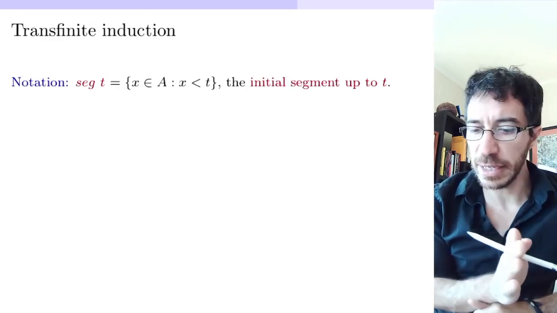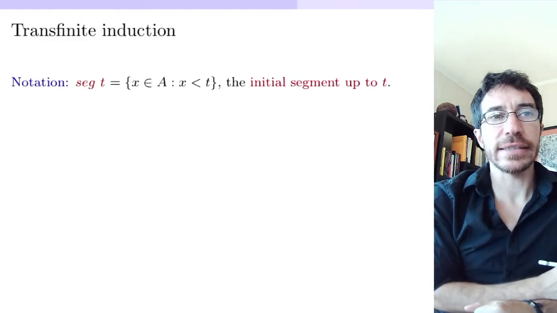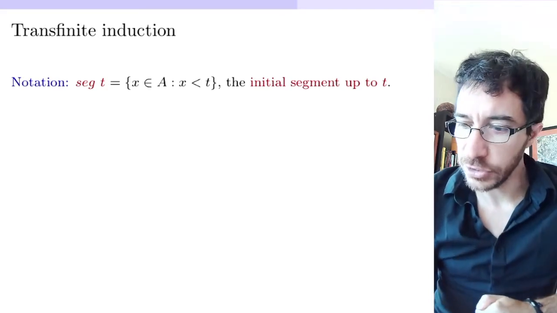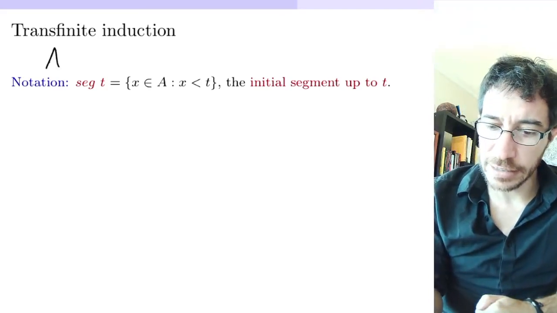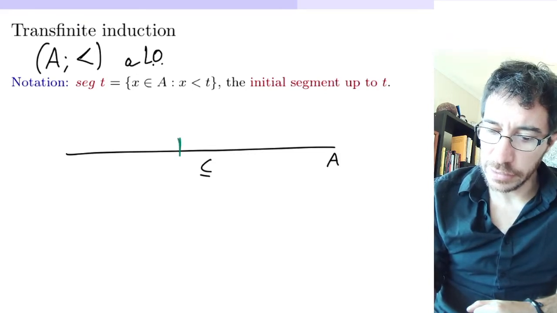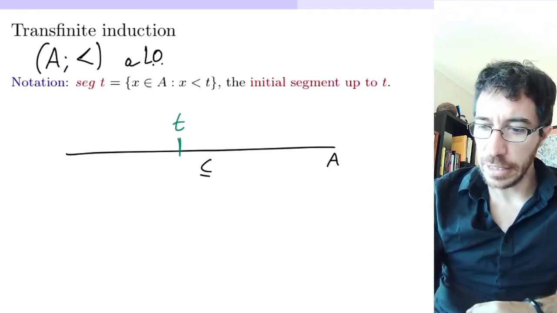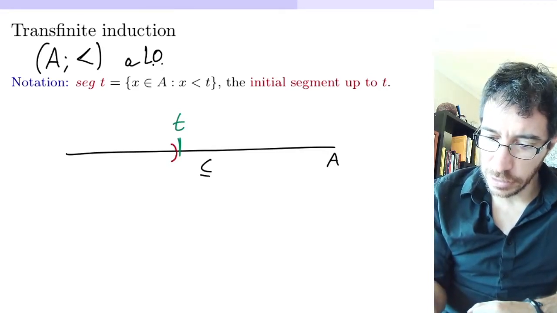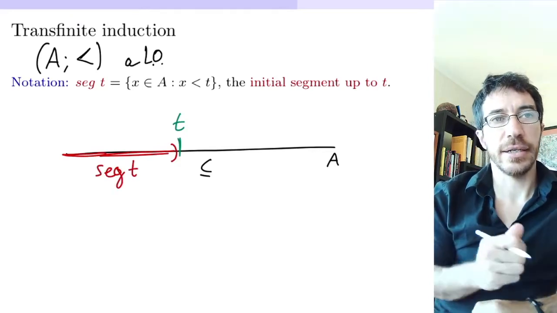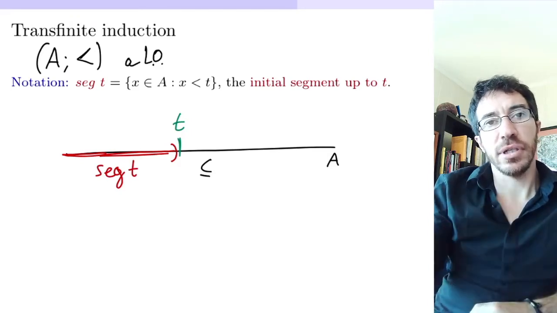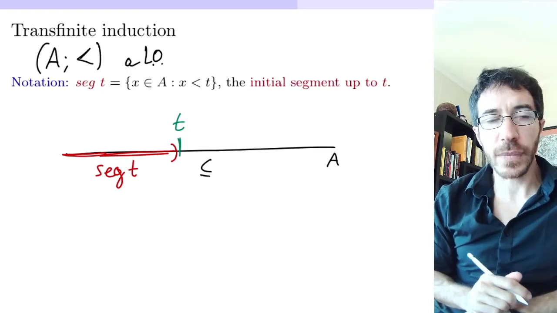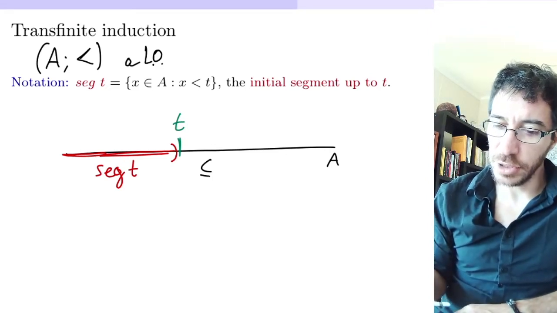Before saying the statement, we need this notation. So seg t is going to denote the initial segment of A up to t. Essentially, if A is a linear ordering, and somewhere here is an element t of the linear ordering, then seg t is the segment of everything that is below. This is seg t. All the x's that are below t. It's called an initial segment because you can also consider final segments. That's why you clarify that it's initial instead of final. Nothing special about this definition. It's just all the elements strictly below t.